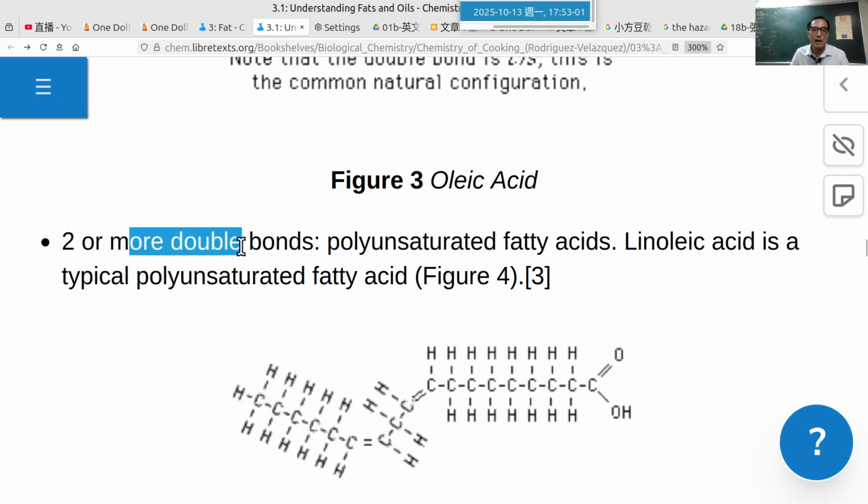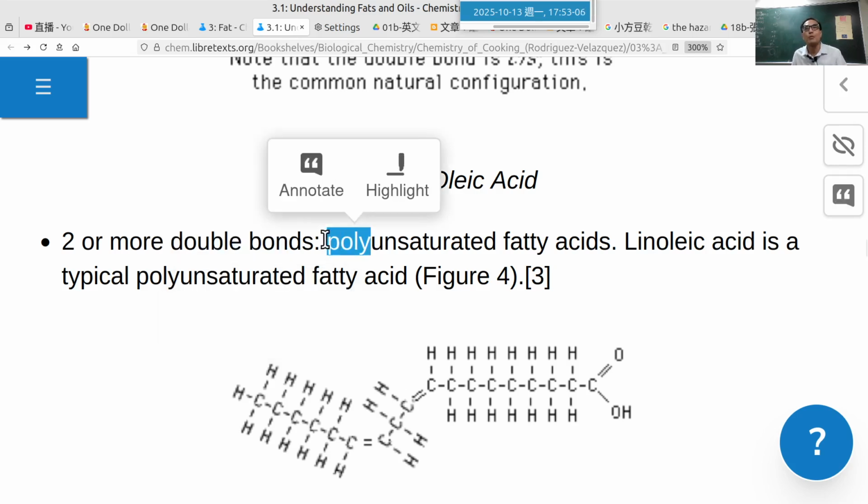Two or more double bonds. Two or more is called poly. In American accent it is called poly or poly. Either one is okay.